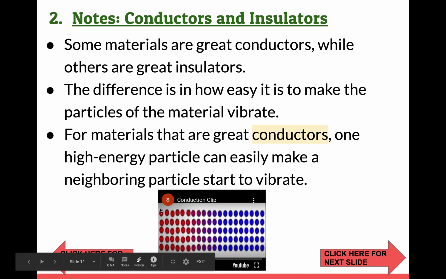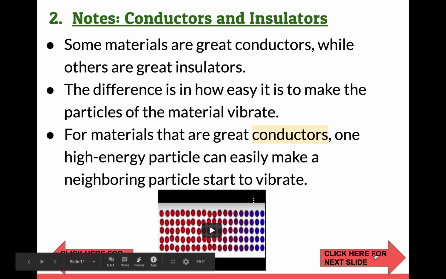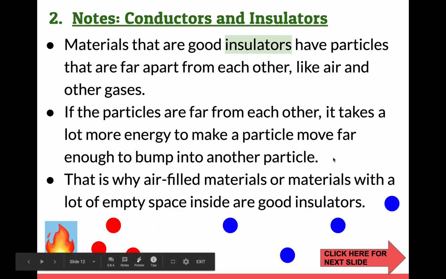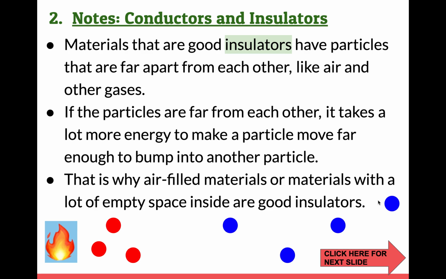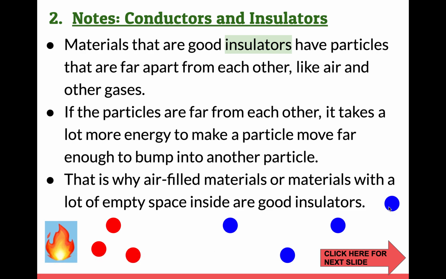So imagine a metal spoon. The particles are all very close to each other and they're going to quickly allow the other particles next to it to also vibrate and transfer energy. But in insulators, the particles are further apart. So imagine things like air and other gases. The particles are floating around and they're spread apart. So it's harder for one particle to hit and collide into another particle far away. That's why air is a really great insulator.